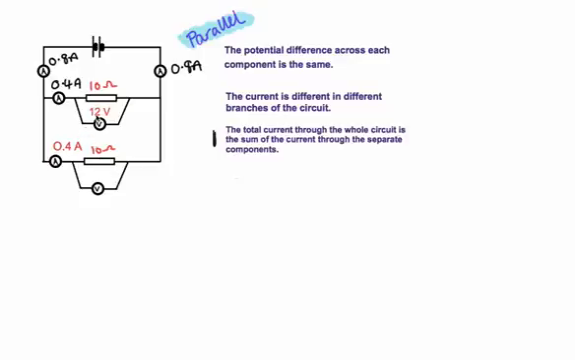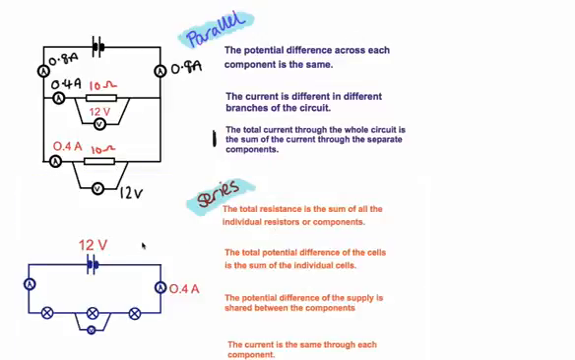Okay, if the potential difference across this resistor is 12 volts, what's the potential difference across this one? Well, it's not shared, it's the same across each component, so this one will be 12 volts as well.